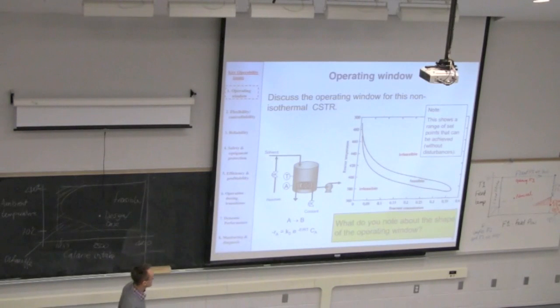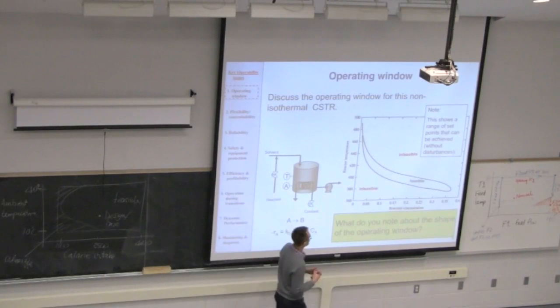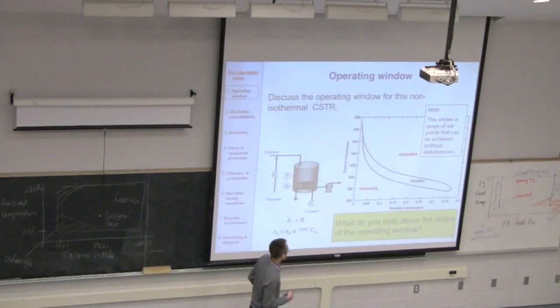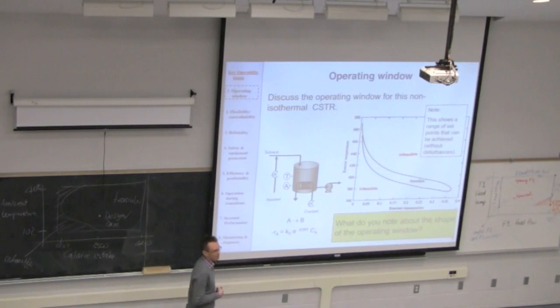So on the horizontal axis, we're plotting the reactant concentration. That's the concentration in the tank or leaving, it doesn't matter, it's a CSTR. And on the vertical axis, we're plotting the reactor's temperature. So what does that say then?